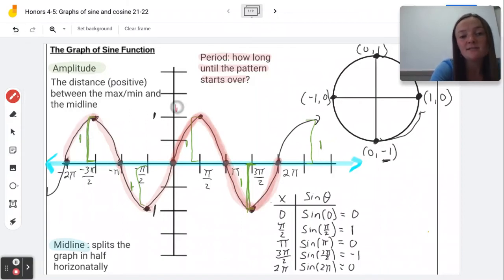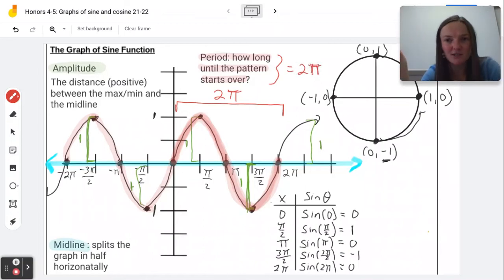Specifically, the distance that it took me to repeat this segment was pi over 2, pi, 3 pi over 2, 2 pi. So the whole distance that it took me to complete this cycle was 2 pi. And so we'd say that the period equals 2 pi. It takes 2 pi distance, or you could think like 360 degrees, to start over, which totally makes sense.